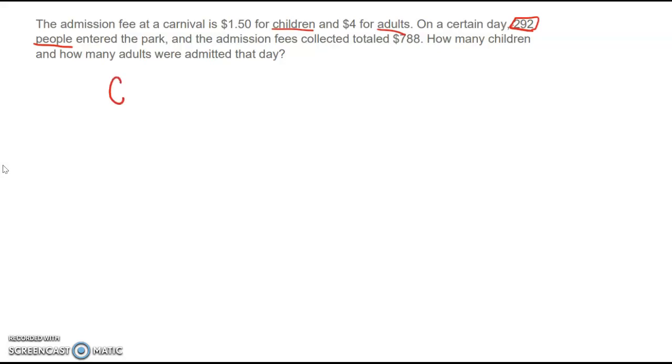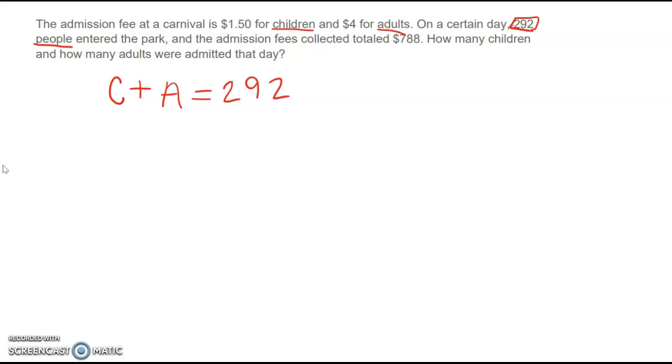When I do these, I like to use variables that make sense with what they're representing. So I'm going to use C for children and A for adults, and we will equal 292 total. Now the second equation we can actually build on this equation. It's going to be similar.